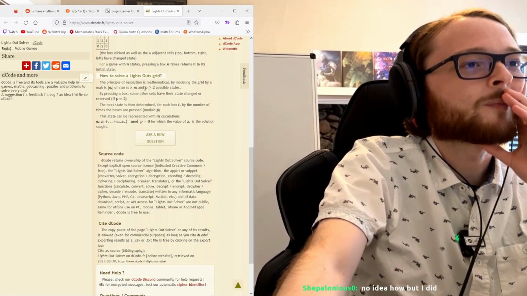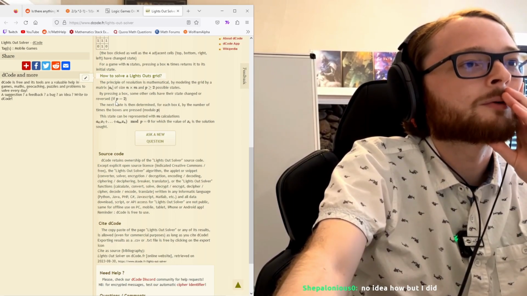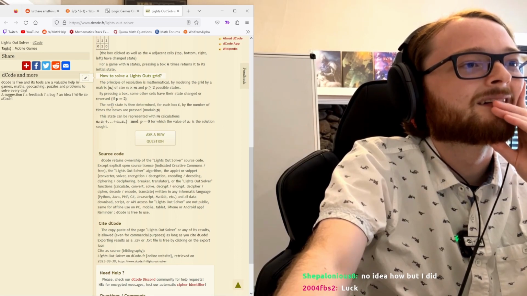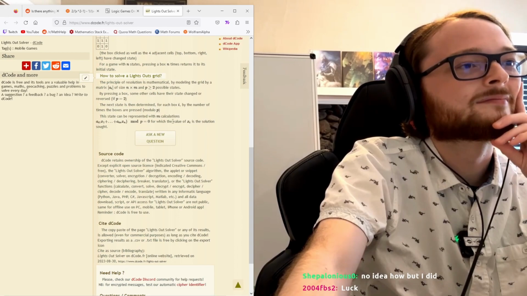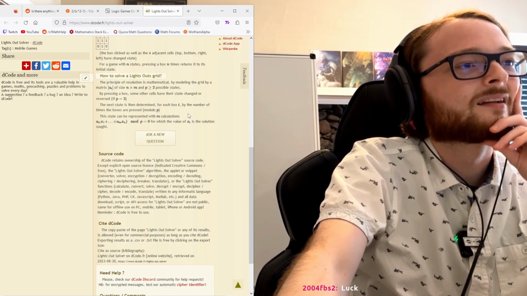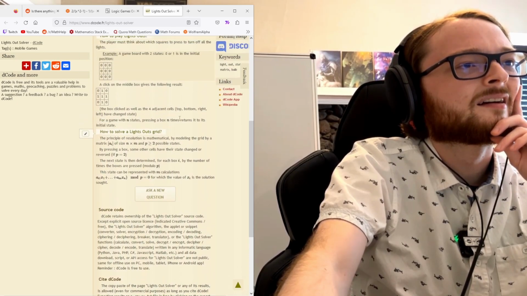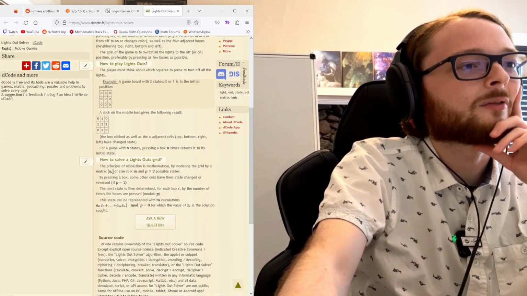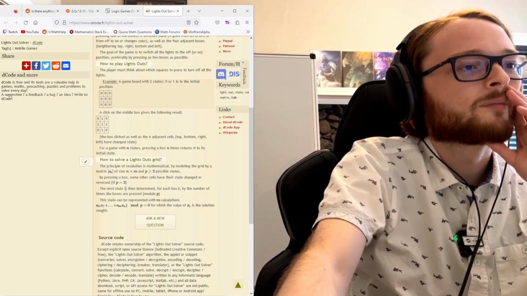Principle of resolution is mathematical by modeling the grid matrix a sub I of size n by m in p greater than 2 possible states. This seems like it gives the premise of how you solve it, but not how the actual math works.